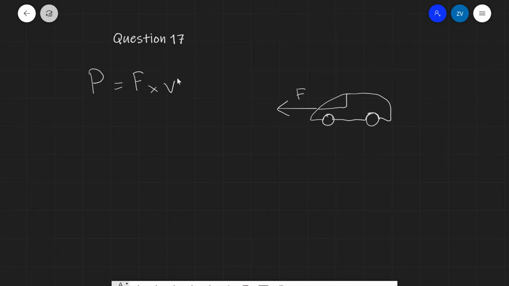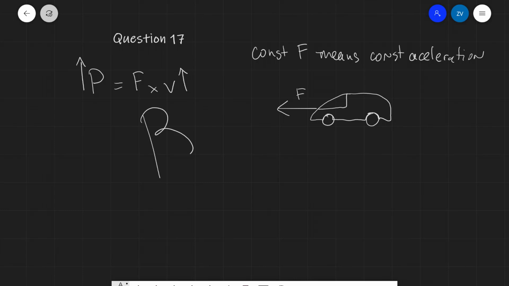We know that constant force means constant acceleration. And that means that the velocity will be increasing linearly from zero, therefore the power will be increasing linearly from zero as well. And therefore the correct answer is B.